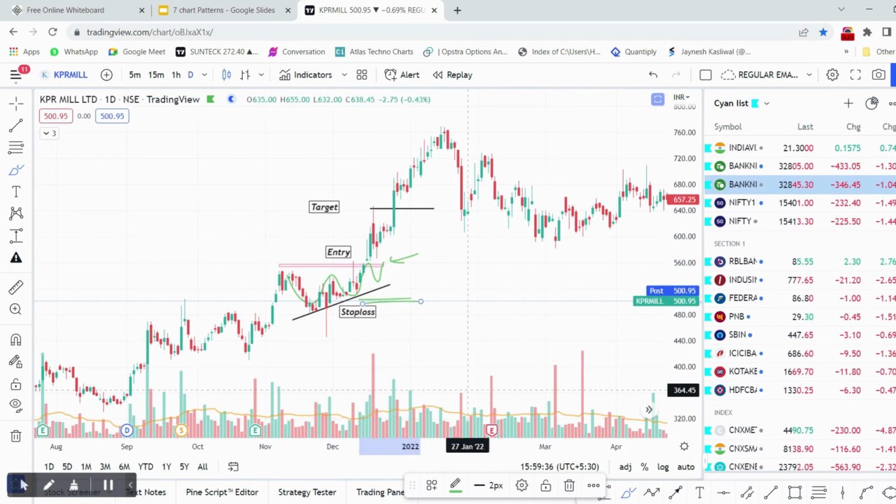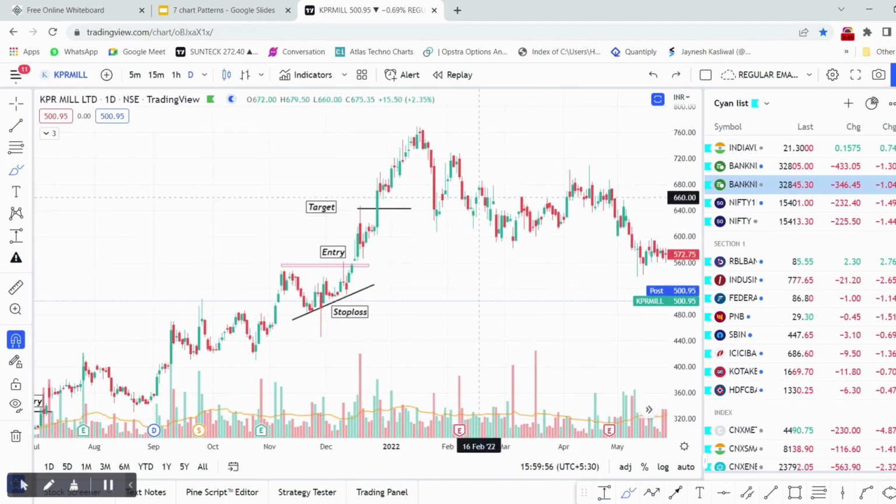And what would be the ideal target? The ideal target would be this area, as we had discussed, and we'll be duplicating this on the upper side, like this, right? So exactly this is the ideal structure that you should be looking for whenever you're taking a trade in case of bullish markets or in case of a bullish stock.